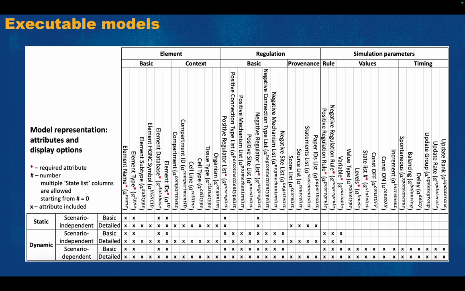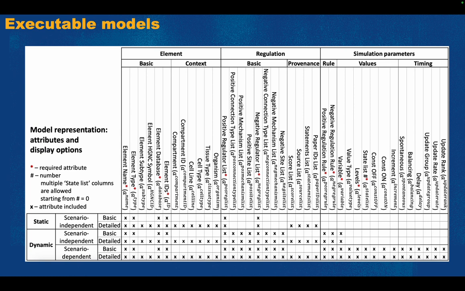Each element in a model is assigned a row in a model table and spreadsheet. In this model representation, the attributes are organized into three groups. Those groups are element, regulation, and simulation parameters.